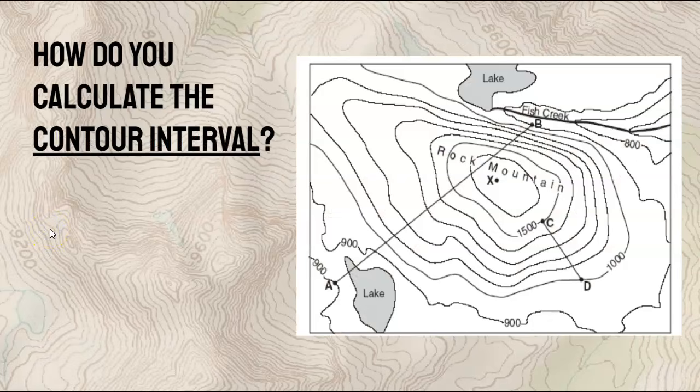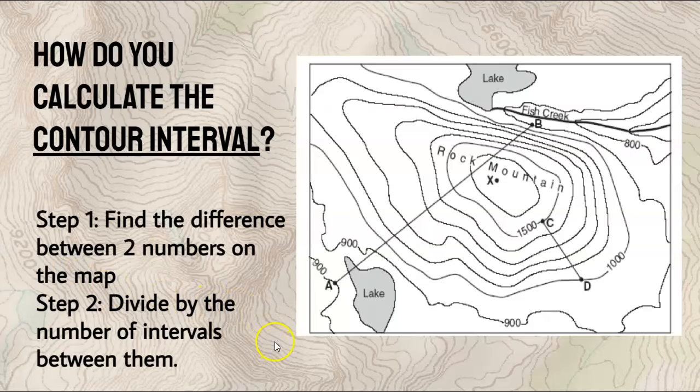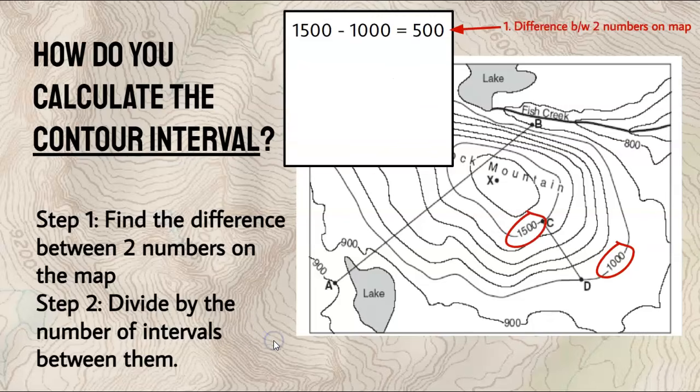So how do we actually calculate that contour interval when it's not already given to you? So our first step is going to be to find the difference between two numbers on the map. So in this map, we're going to look at 1,000 and 1,500. So when I find the difference, my difference in elevation from those 2 points is going to be 500.